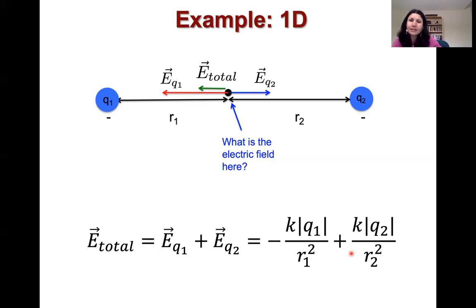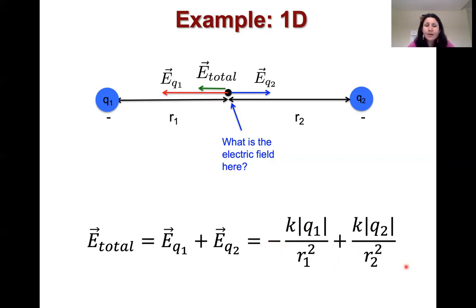When we talk about 1D and then 2D, it's going to get a little bit more complicated because then we need to think about X and Y components. So this is something I'm warning you to be careful about, but once you start practicing with it, hopefully it'll make a little bit more sense. So again, Q1 pointing to the left, negative sign, Q2 pointing to the right, positive sign.